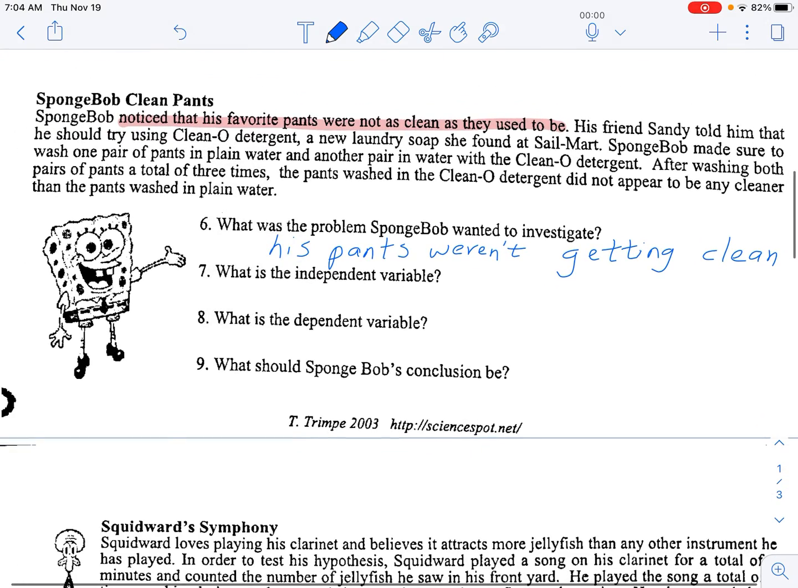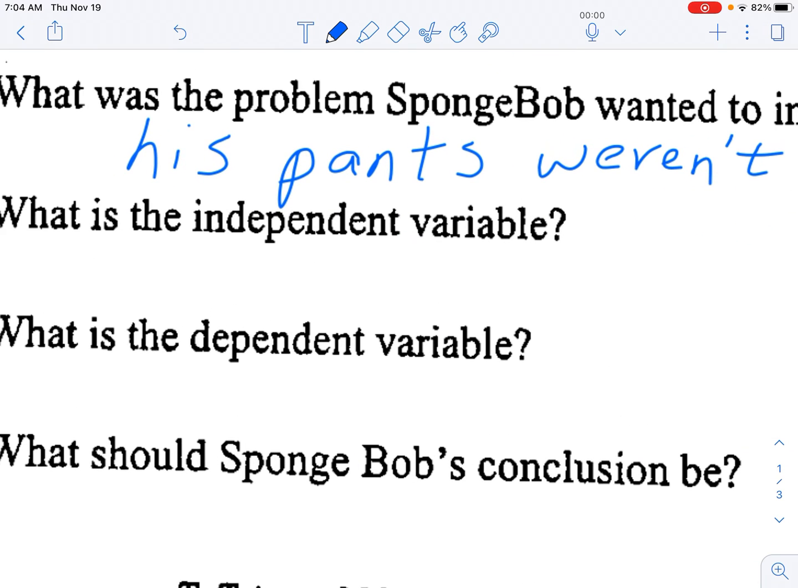What is the independent variable? This is what question 7 asks you. So the independent variable, remember, that is the thing that is changed by the person doing the experiment. So what is the thing that he is testing? He is testing Cleano detergent, a new laundry soap. So that will be your independent variable.